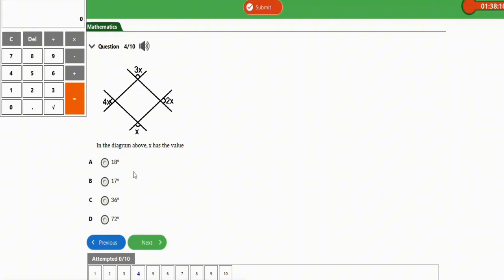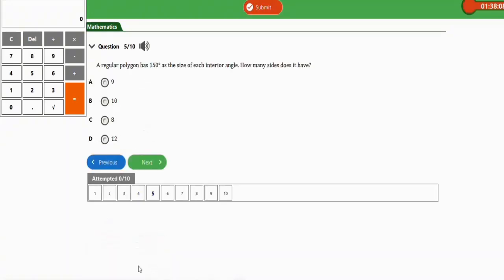So guys, the last question we're going to solve will be this question. It says a regular polygon has 150 degrees as the size of each interior angle. How many sides does it have?